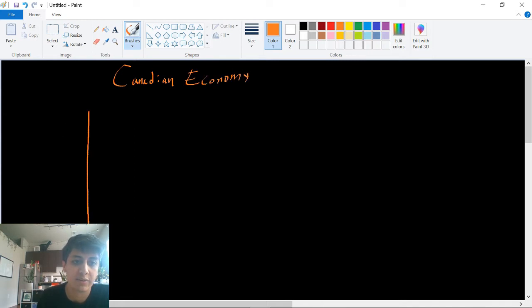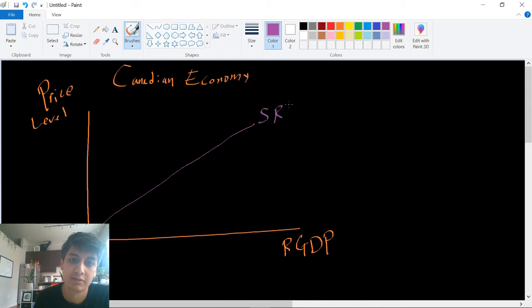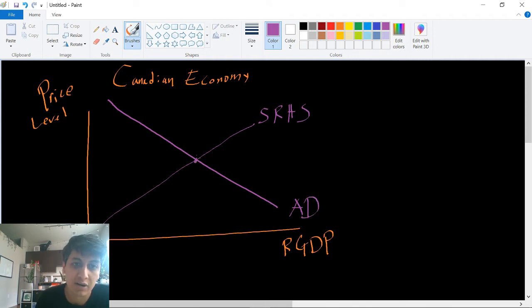And remember that we have our price level and our real GDP. It wants us to label our short run. It wants us to label aggregate demand, and it wants us to label that current equilibrium as price level 1 and Y1.